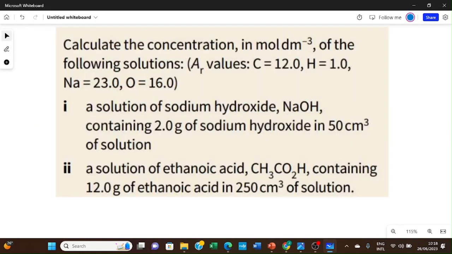So this is the task. Calculate the concentration in mole per dm cube of the following solutions. You are given the relative atomic masses. The first one is a solution of sodium hydroxide containing 2.0 grams of sodium hydroxide in 50 cm³ of solution. Then the second one is a solution of ethanoic acid containing 12.0 grams of ethanoic acid in 250 cm³ of solution. So please attempt these questions and also attempt other questions in preparation for our next class.